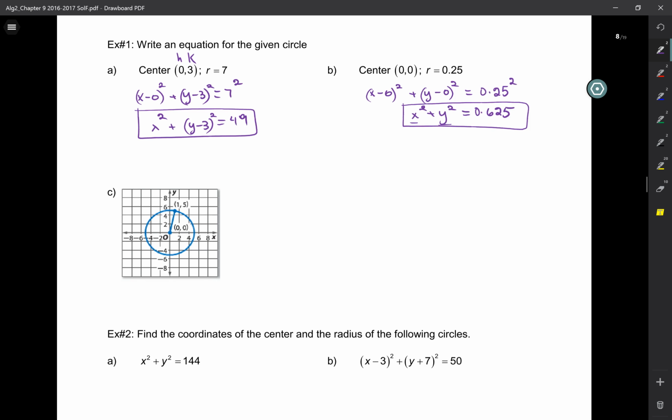All right. Here, let's write an equation for this one. Where is the center of this? 0, 0. Now, how big is the radius?